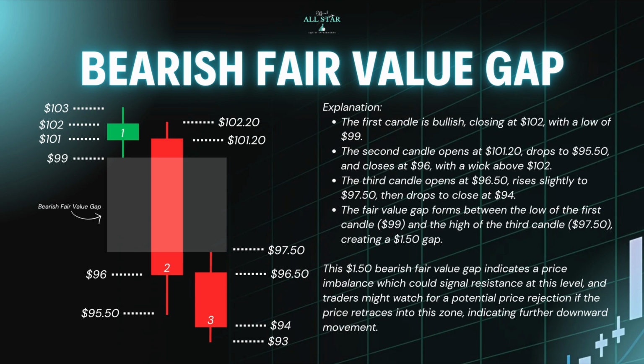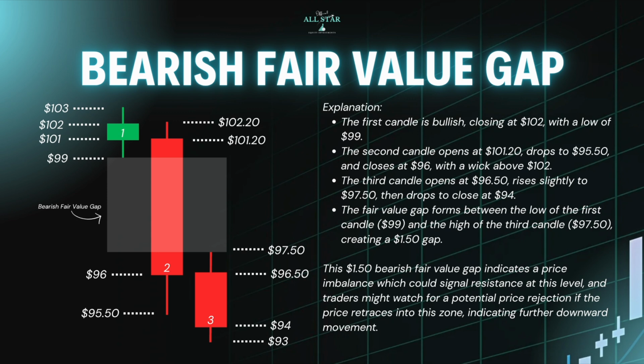Okay, so now providing the illustration of the bearish fair value gap, you'll see here it's still 3 candles in the sequence. The first candle is bullish with the closing price at $102 and a low of $99. The second candle opens up at $101.20. It drops to $95.50. It then wicks above $102 at the high and then closes at $96. The third candle opens up at $96.50 and then it drops to close at $94. So in this case, the fair value gap forms between the low of the first candle at $99 and the high of the third candle at $97.50, therefore creating a $1.50 gap.